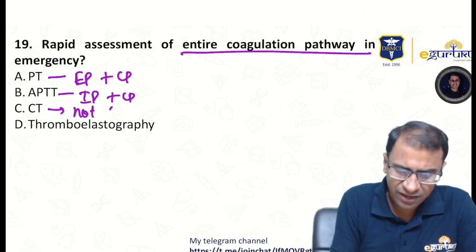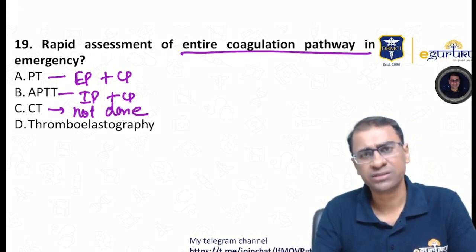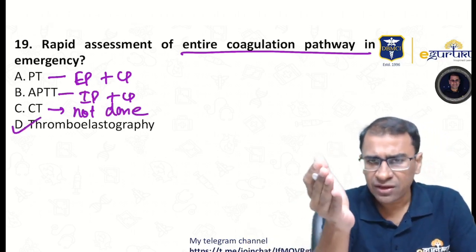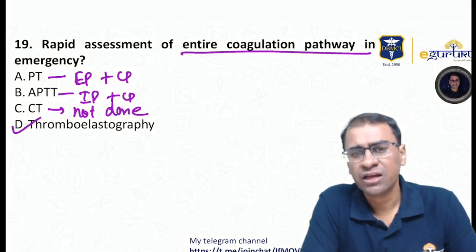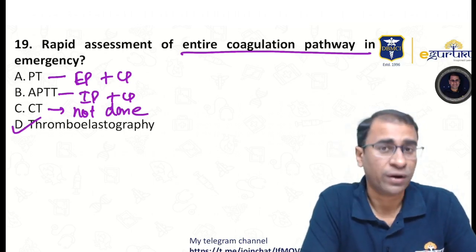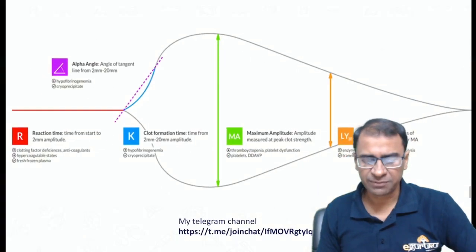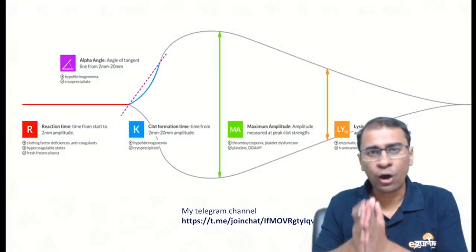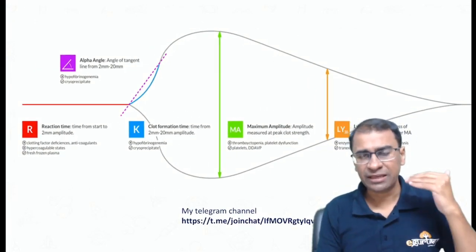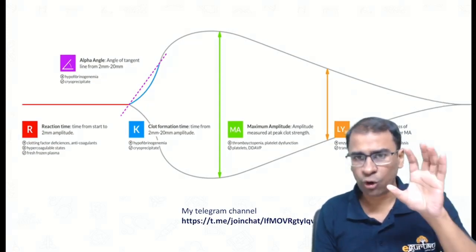CT is not done at all nowadays. If you go with simply excluding the options, you get the answer. Thromboelastography. What is it? See, thromboelastography is basically a machine in which you put the blood. It is an automated instrument.